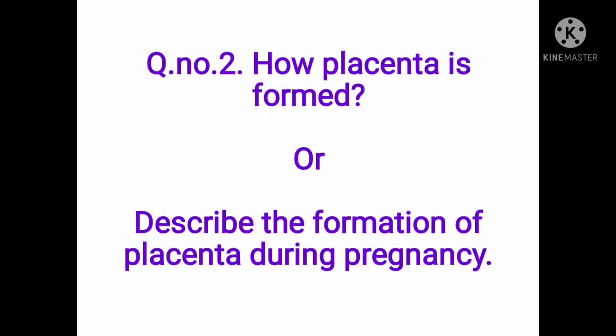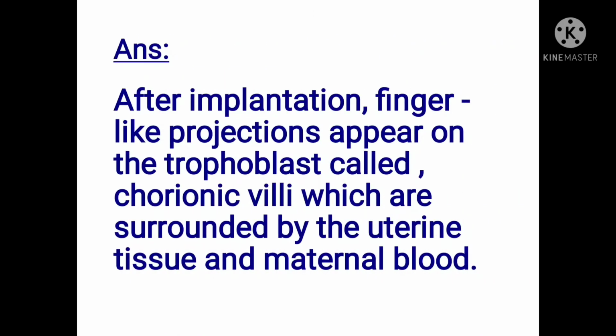The second question is, how placenta is formed, or describe the formation of placenta during pregnancy. The answer is, after implantation, finger-like projections appear on the trophoblast called chorionic villi, which are surrounded by the uterine tissue and maternal blood.